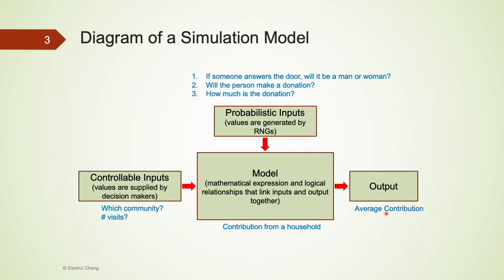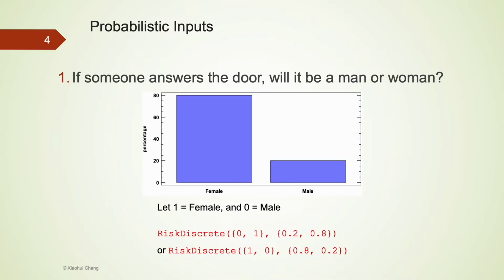These 4 elements are very helpful for us to set up the simulation model, especially identifying the inputs, outputs, and the relationship among them. We're going to use @RISK functions to simulate the probabilistic inputs. Let's take a look at the first question. If someone answers the door, will it be a man or woman? Here, we are simulating the gender of the person.